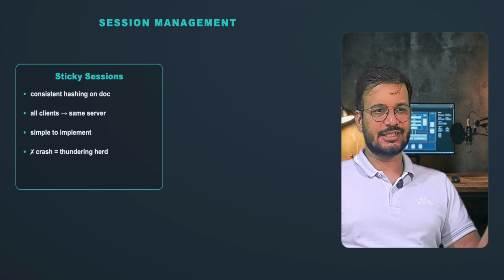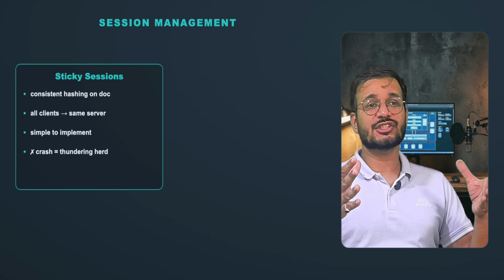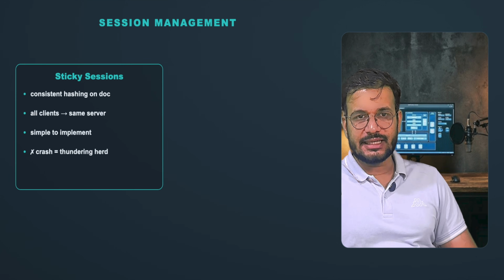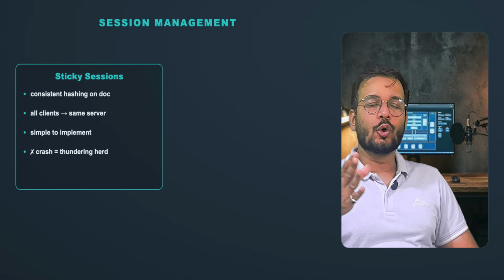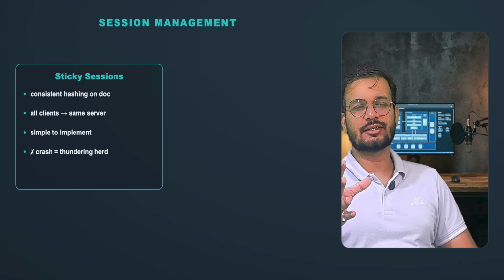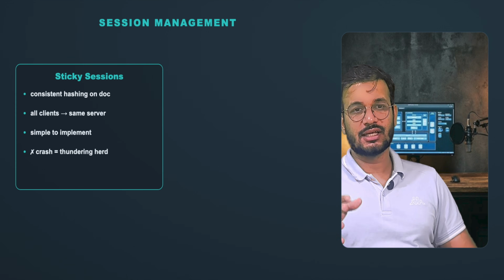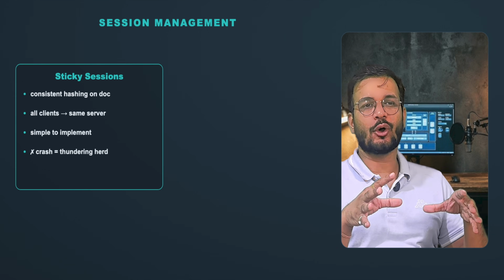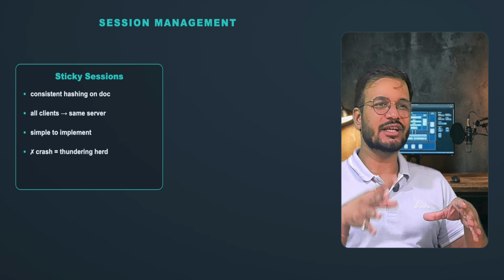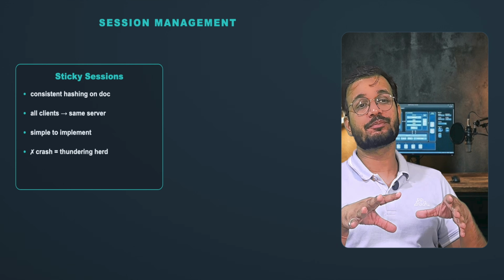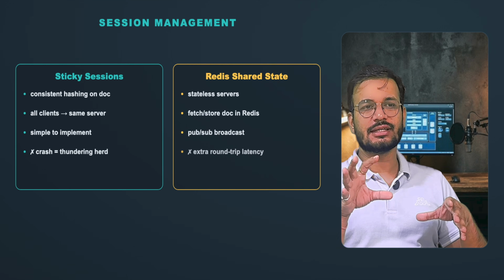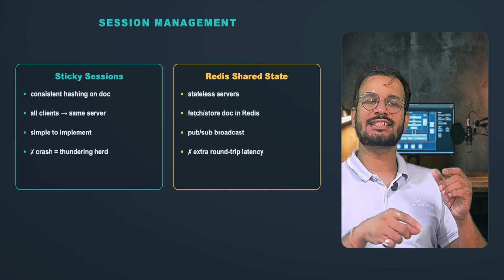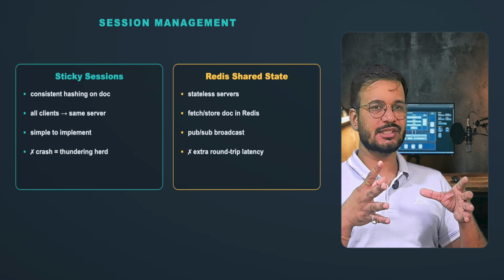Option 1 is sticky sessions, and option 2 is shared state in Redis. For sticky sessions, all clients editing document D go to the same server. A load balancer with consistent hashing on document ID ensures this. Simple to implement, but the problem is if the server crashes, all clients editing that document lose their connection simultaneously. That leads to a reconnection thundering herd. Then option 2 is shared state in Redis. Each server process is stateless.